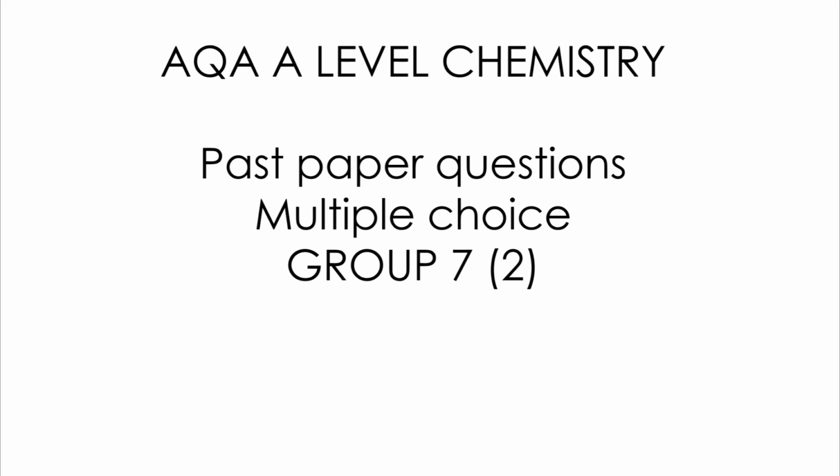This is a second set of questions on Group 7. They are all multiple choice past paper questions from AQA A-Level Chemistry. Pause on the question, try to answer it, and then review. That way you get to know what you are able to answer and what you might need to go back and look at in a little bit more depth. So let's start with question 1.